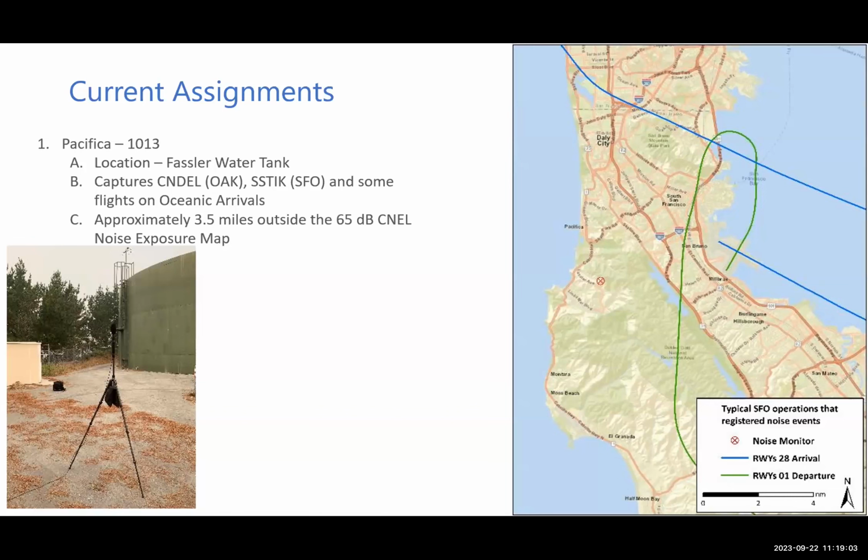You can see that red X over here off the coast. Right about here is where it's located, a little bit beyond. It does pick up some of the backblast going out as well on departures. I know G hates that term. Departure noise from behind the airplanes, if that works better, we can go with that.